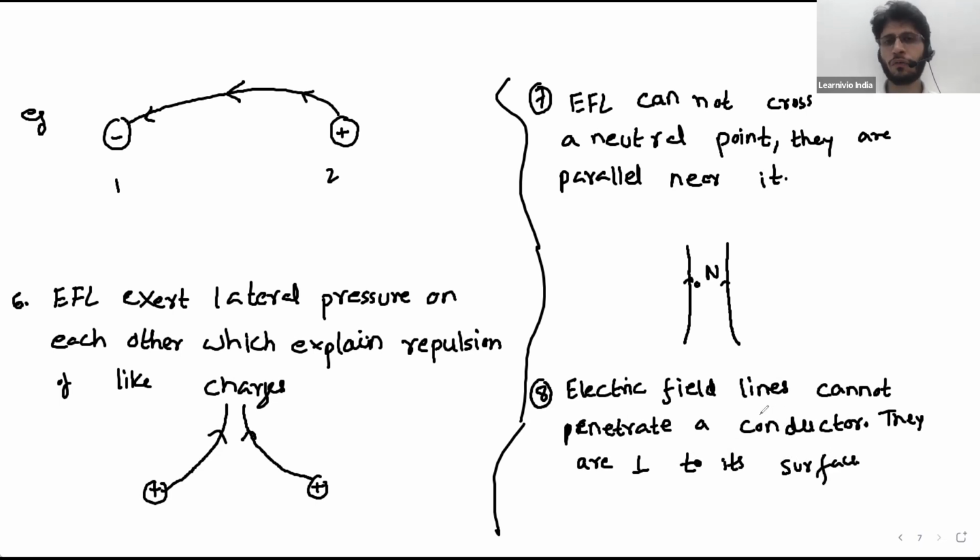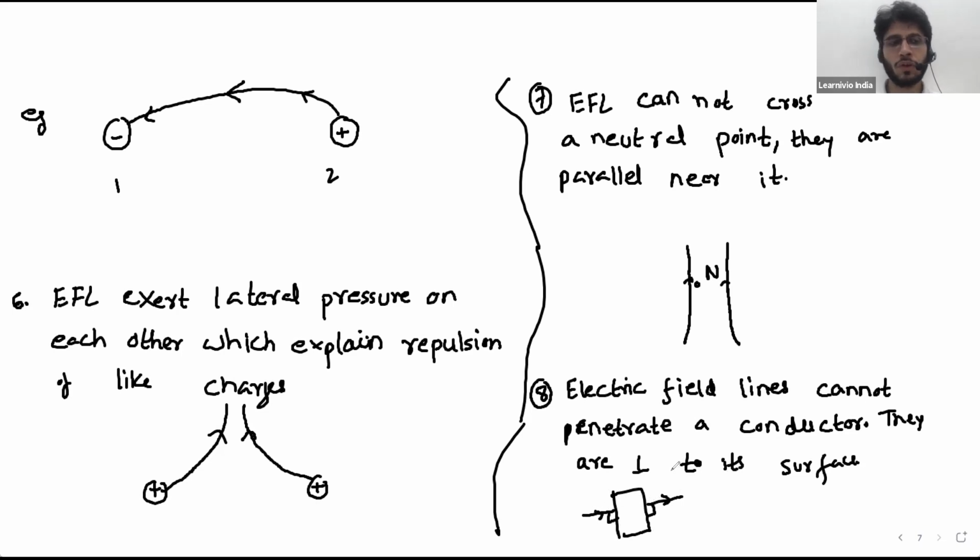Why is the electric field inside a conductor zero? This we will study in chapter number 2, so I'm not giving you the reason why the electric field is zero. But since the electric field is zero, the electric field lines cannot penetrate a conductor, and they are also perpendicular to its surface. Means if I take a conductor, then the field cannot penetrate it. Field lines are just perpendicular to its surface.